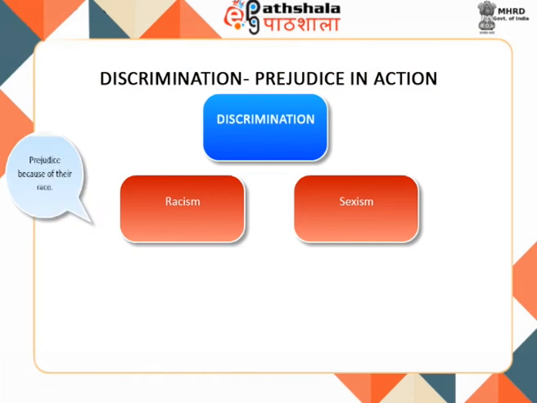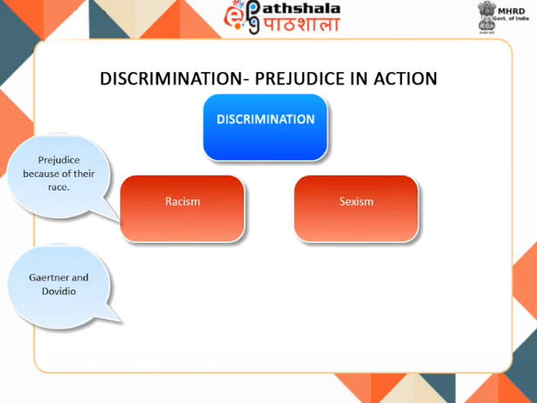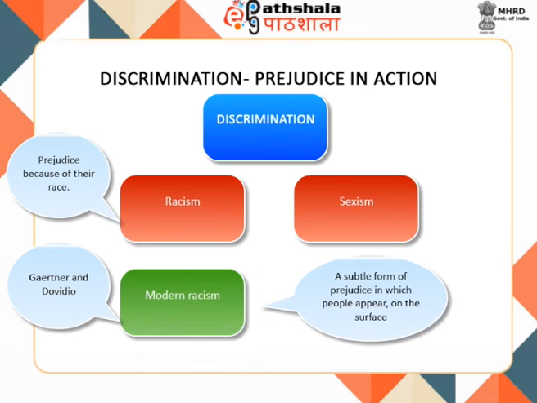Racism is prejudice directed at people because of their race. According to Gaertner and Dovidio, overt racism has been replaced by modern racism, which is a subtle form of prejudice in which people appear on the surface not to harbor prejudice but actually do hold racist attitudes. Sexism is negative attitudes and behavior toward people based on their sex.